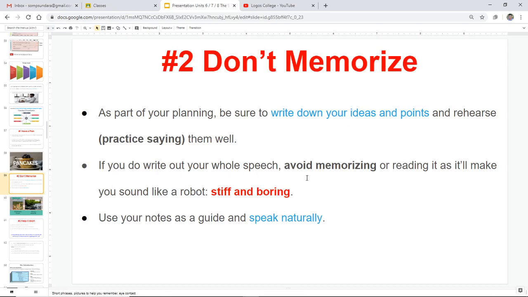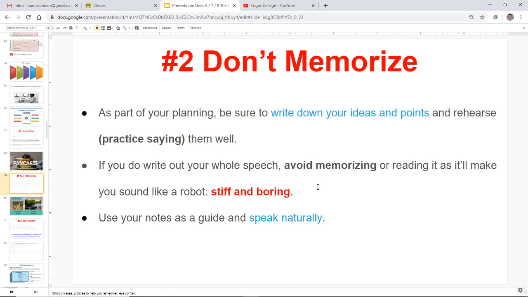If you do write out your whole speech, avoid memorizing or reading it, as it will make you sound like a robot, stiff and boring. Okay. So I've seen many presentations where people are holding a sheet of paper and they read it word for word to the audience, right? And that's not how you give a proper, correct presentation. Your audience will be bored. They will lose interest in you. Right? And you will sound as if you really didn't prepare for this speech and all you did was write it down and now you're just reading it word for word.